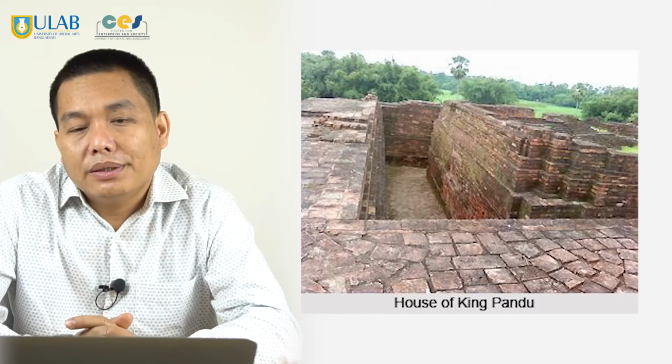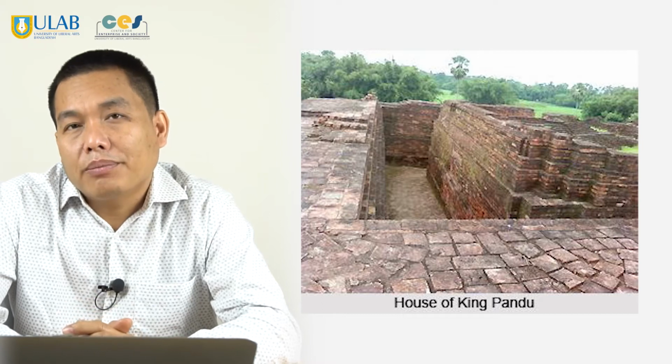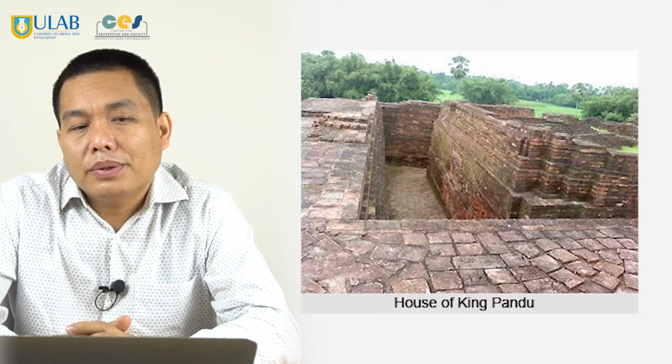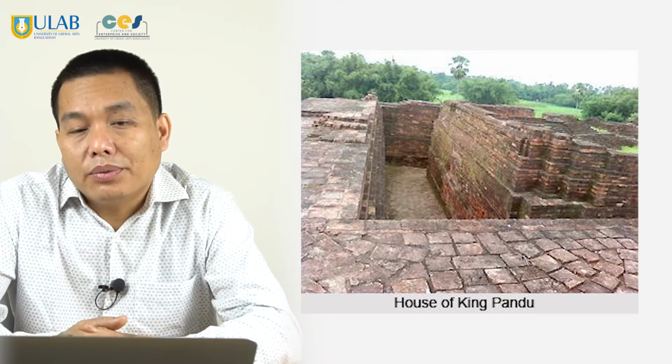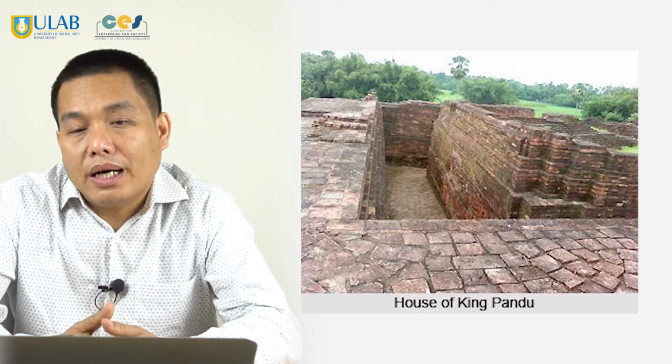In this picture, we see the house of King Pandu. Why is this house of King Pandu important? It is important because this is the earliest archaeological evidence of ancient society that has been discovered, and it is situated right now on the south bank of the river Ajoy in the district of Bardhaman in West Bengal, India.